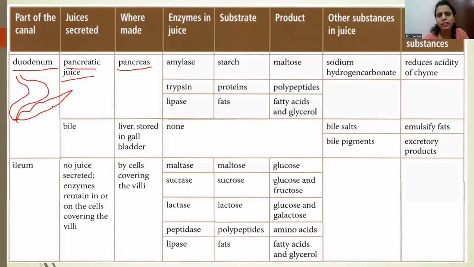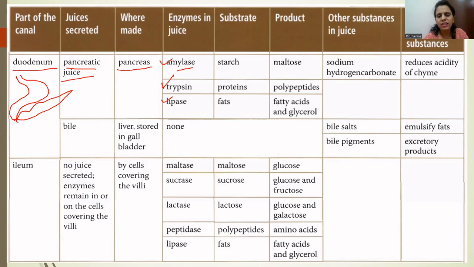About these hormones we'll learn in detail in further units. Okay, so pancreatic juice is made in the pancreas, and in the pancreas we have three types of enzymes: amylase, trypsin, and lipase.